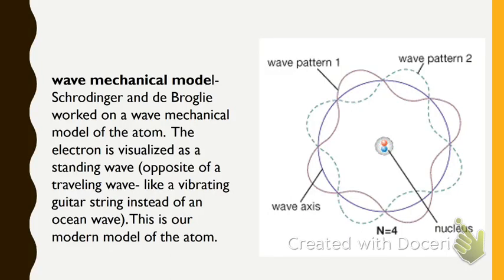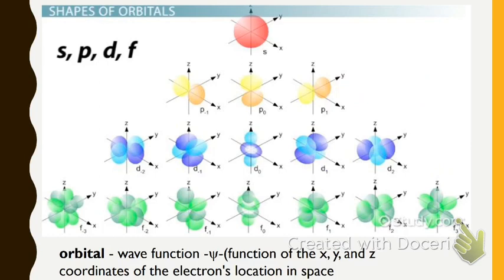Okay, picking up with lesson 2, we're going to pick up where we left off, and that is the wave mechanical model, which is the modern view of our atom currently. And that is a combination of Schrodinger and de Broglie, who worked on a wave mechanical model of the atom, and the electron is visualized as a standing wave, opposite of like a traveling wave, and so it's not like in discrete planetary orbits around the nucleus. There are areas of probability of where that electron is located.